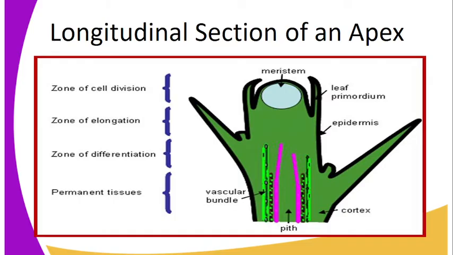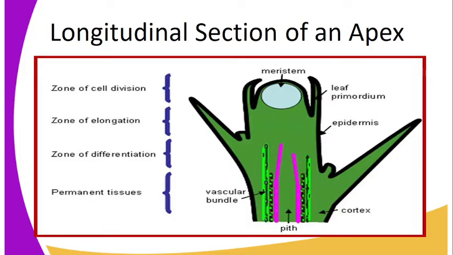For primary growth, the plant increases in height, and it takes place in the apical meristems for the shoot, while secondary growth takes place in the cambium. We've said that it leads to an increase in the diameter of the stem, an increase in the girth.